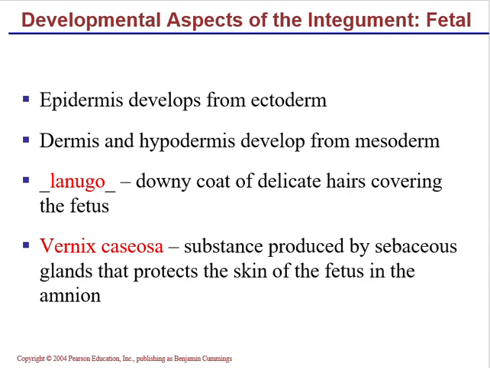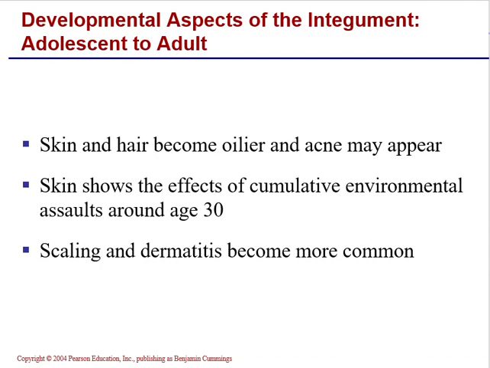Let's look at developmental aspects of the integument during the fetal period. So first, the epidermis develops from the outer layer of cells in a fetus called the ectoderm. And the dermis and the hypodermis develop from the mesoderm. Also, a fetus is oftentimes coated in a downy coat of delicate hairs called lanugo, and there's a substance on that lanugo called vernix caseosa, which is produced by sebaceous glands, and it protects the skin of the fetus in the amnion.